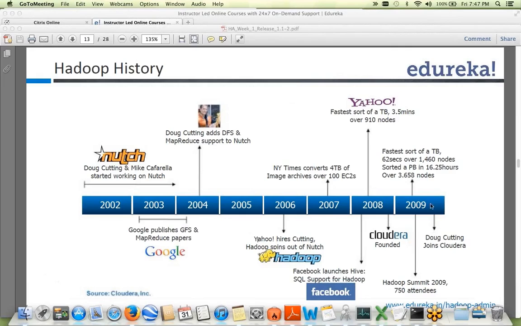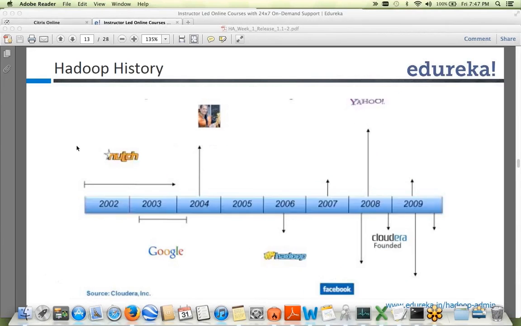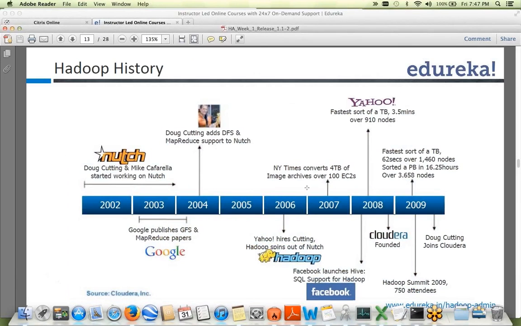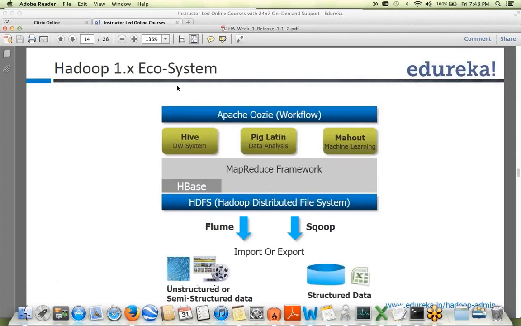And then there were more benchmarks, they keep on coming, and since then Hadoop has become mainstream, and every enterprise is now investing in Hadoop. This was a brief history of how it started and where it is now. And apart from Cloudera, there are a lot of players in the industry working on Hadoop and releasing their own distributions. There's Hortonworks, there's Pivotal, there's MapR, and that's why Hadoop is just getting popular.